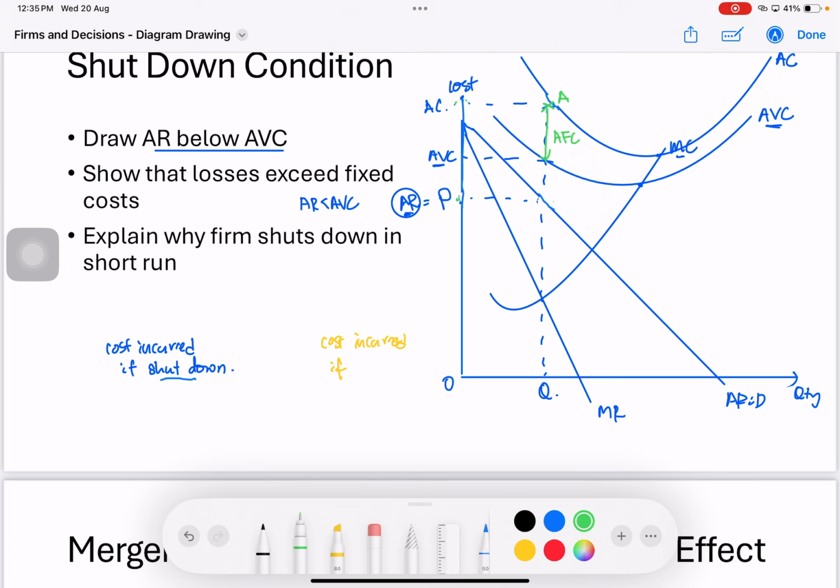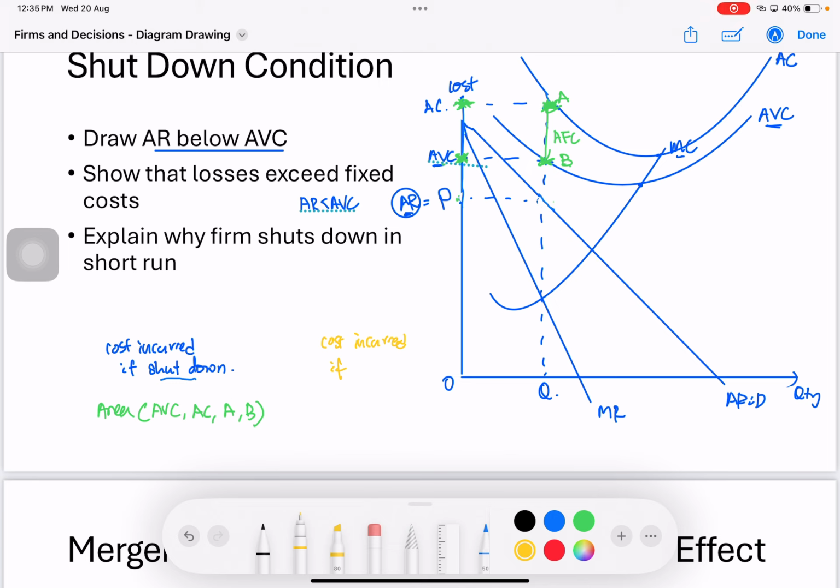So if you shut down, you are actually giving up all the fixed cost. Which means that if you shut down, the cost incurred will be area AVC, AC, A and B. Okay, AVC, AC, A and B. Can?